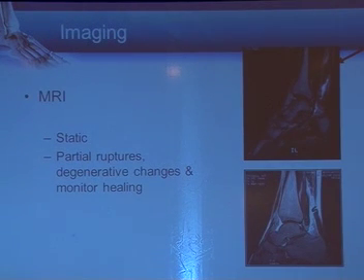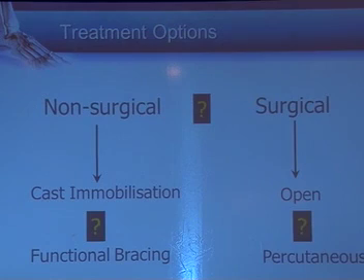Imaging continued, you're looking at MRI as one of the other options. It's a static image that you're going to get. It is good when you're not sure whether the tendon is completely ruptured, or you want to find out more about degenerative changes, which we'll learn in the tendinopathy section.